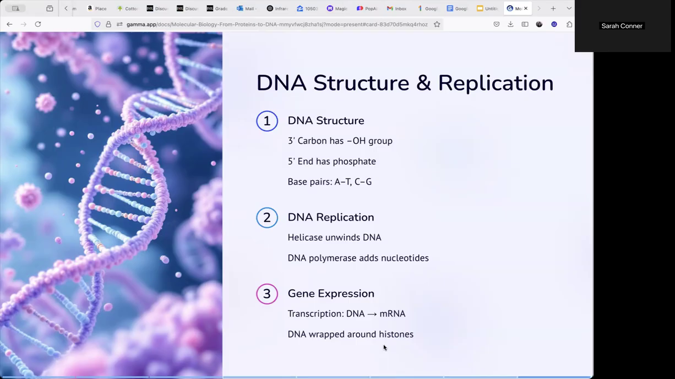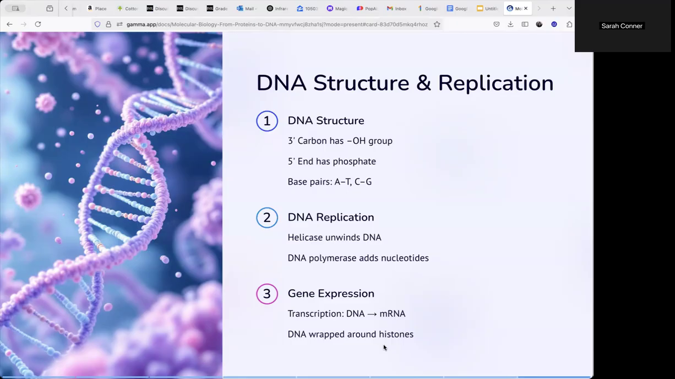It has 3 carbons. It has an OH group, or a hydroxyl group. And then the 5 end has the phosphate. So if we're looking at the structural piece for DNA, the nucleotide at the top, that 5 end carbon has the phosphate, and the lower 3 is the hydroxyl. The base pairs for DNA are adenosine, or A to T, C to G.